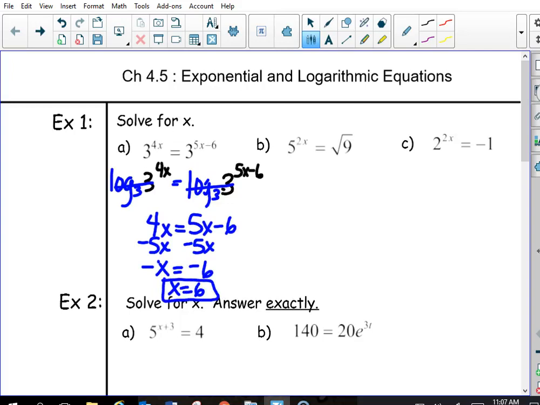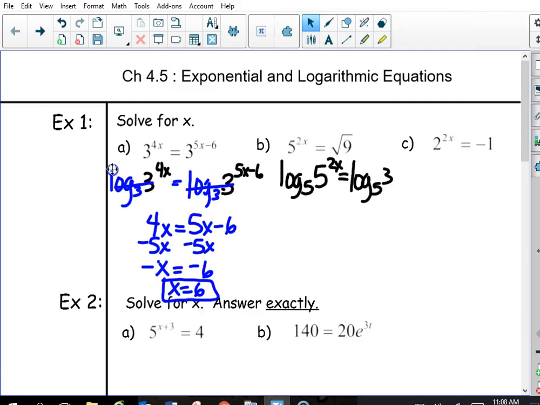All right, on to part B. We have our variable in the exponent base 5, so I'm going to apply a log base 5 to both sides. And I don't know why they throw in these numbers. You could put square root of 9 in there, but I know square root of 9 is 3. I thought it was kind of an interesting problem that they did. So log base 5 to the 2x is equal to log base 5 of 3.